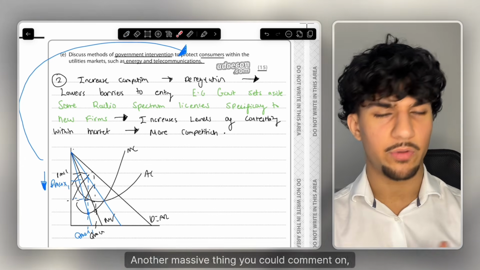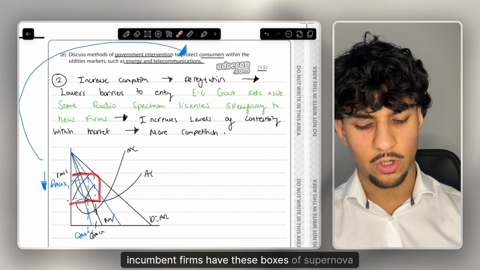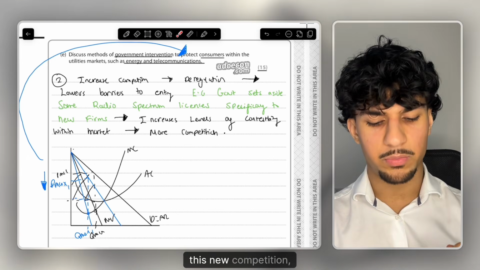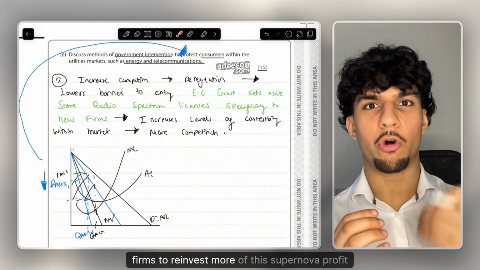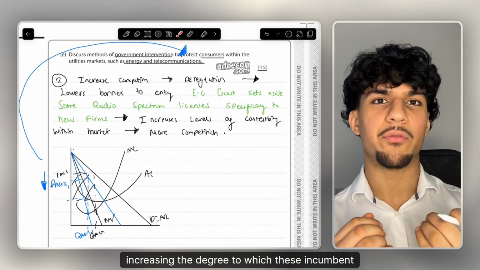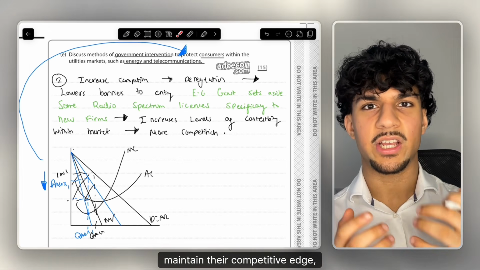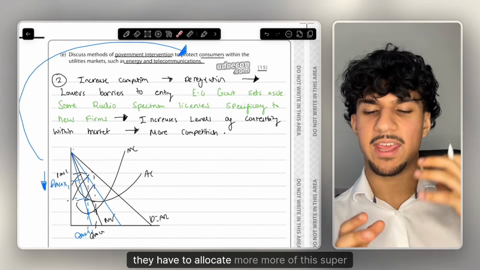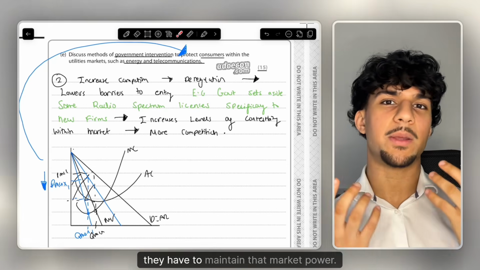Another massive thing you could comment on, of course, you can comment on productive efficiency, but also these large incumbent firms have these boxes of supernormal profit. What you could also mention is that these new firms entering the market, this new competitive drive forces these incumbent firms to reinvest more of their supernormal profit into research and development, thus increasing the degree to which these incumbent firms are now dynamically efficient, as they're almost being forced to innovate to maintain their competitive edge, to maintain their market position, to maintain their market power. They have to allocate more of their supernormal profit into research and development to, like we said, maintain that market share they have, to maintain that market power.